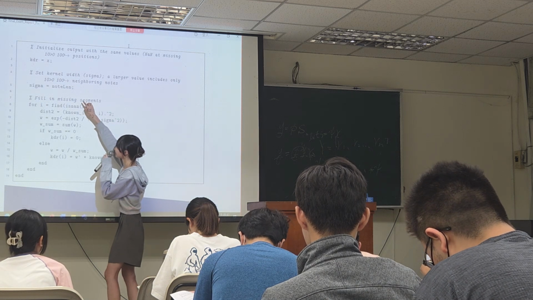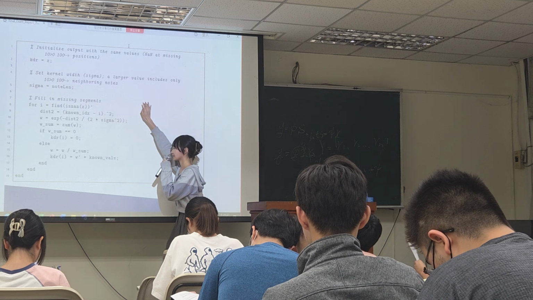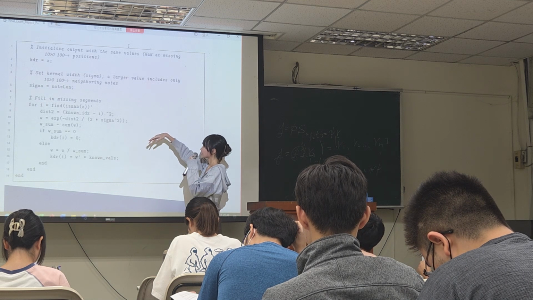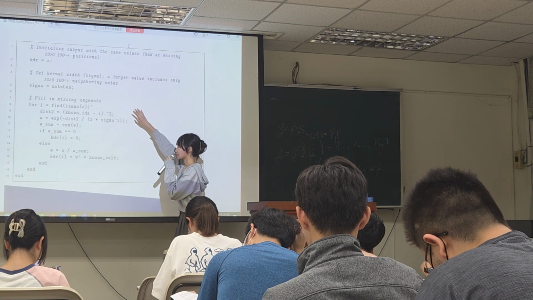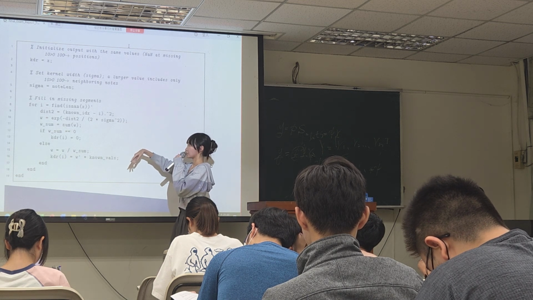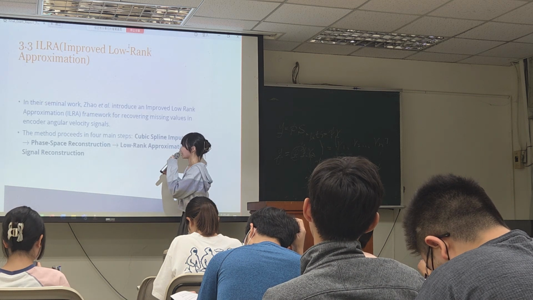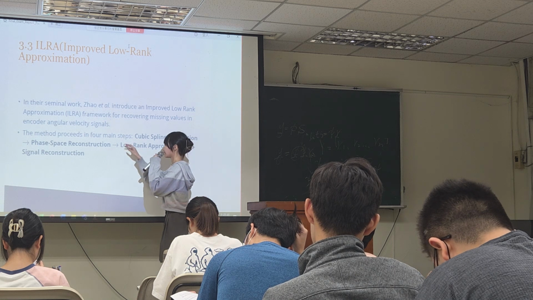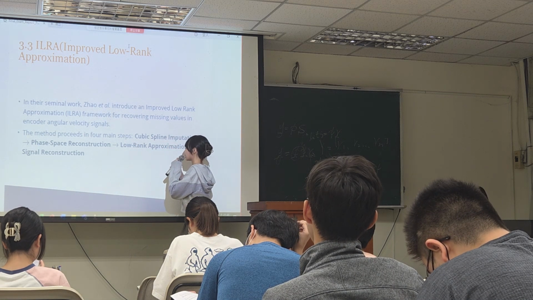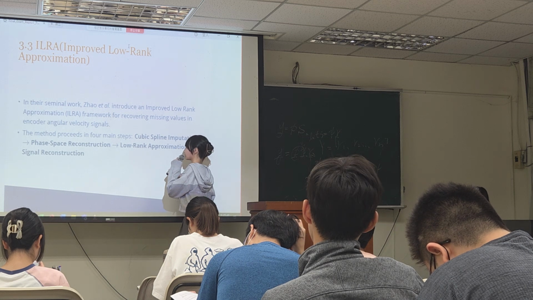And we use kernel-weighted regression here, not least squares. This is more complex, but the value has more accuracy. And the third method is called ILRA. It's the framework for recovering missing values in the encoder angular velocity signal.